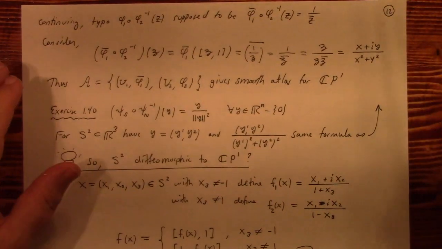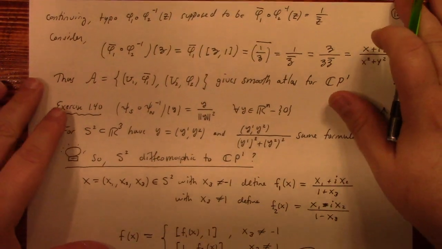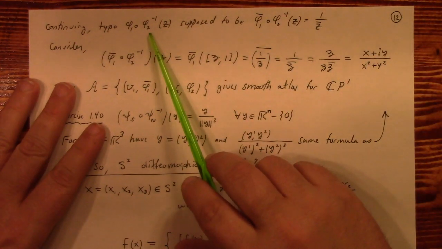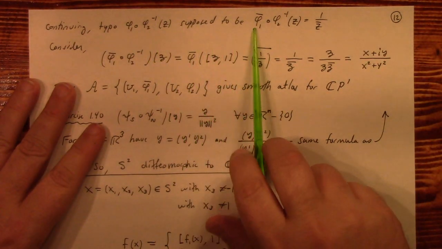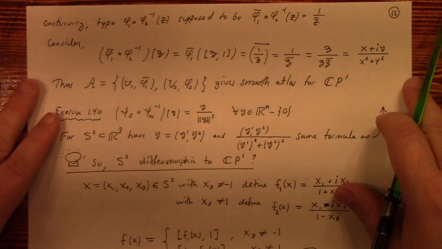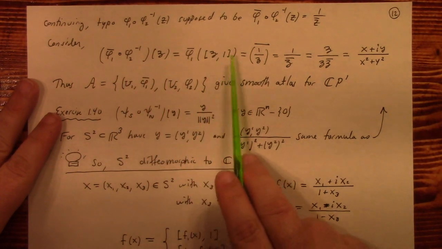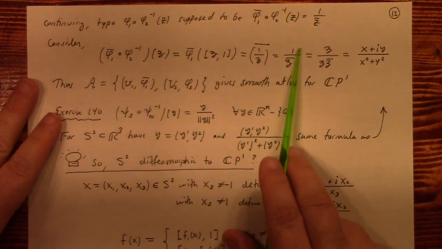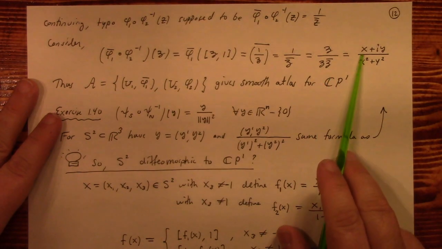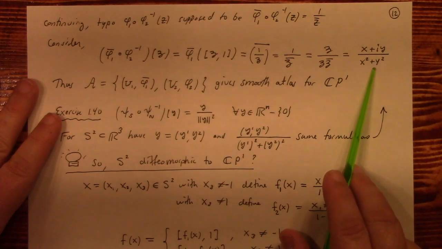Now there's a typo here in this part of Lee. He's got phi1 composed of phi2 inverse, but almost certainly that's supposed to be phi1 conjugate composed of phi2 inverse of z. With that adjustment, this is equal to the conjugate of 1 over z, which is 1 over z conjugate, which is z over z conjugate, which in terms of the underlying real variables is x plus i y over x squared plus y squared.